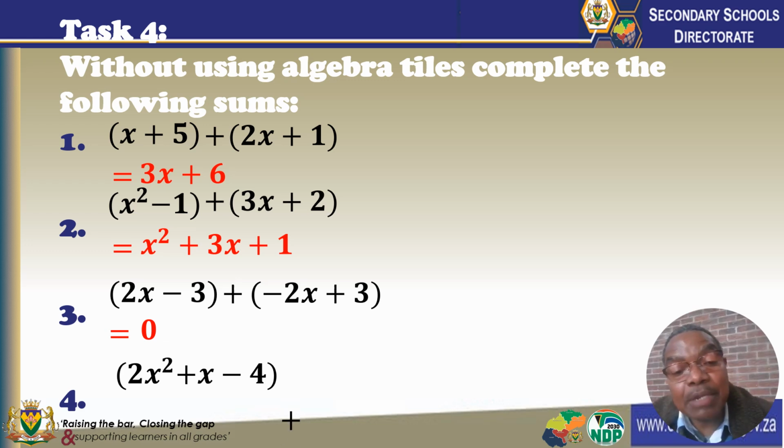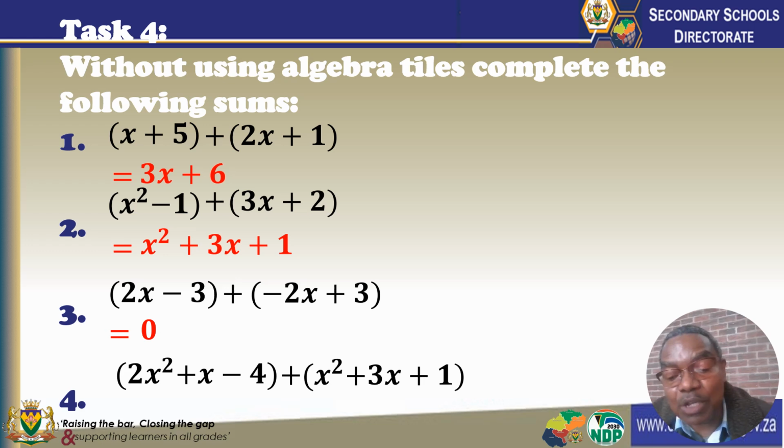Then 2x squared plus x minus 4 plus x squared plus 3x plus 1. So our like terms here are 2x squared plus x squared, x plus 3x, and minus 4 plus 1. So our result will be 3x squared plus 4x minus 3. So now we are able to link the algebraic tiles with the normal traditional way of addition of terms, like terms and unlike terms.